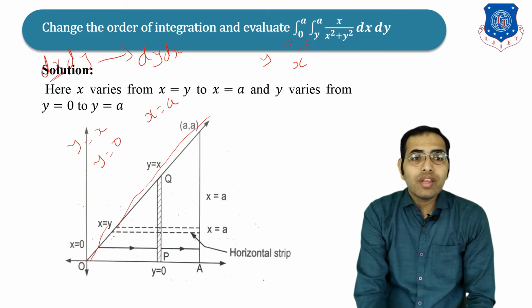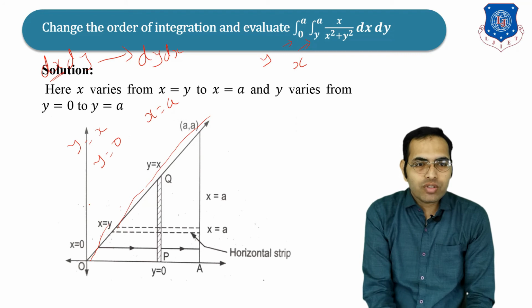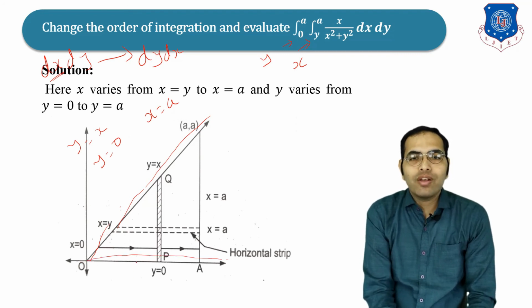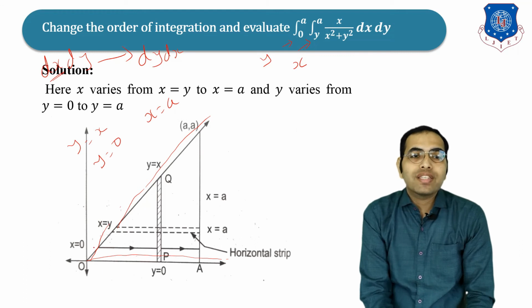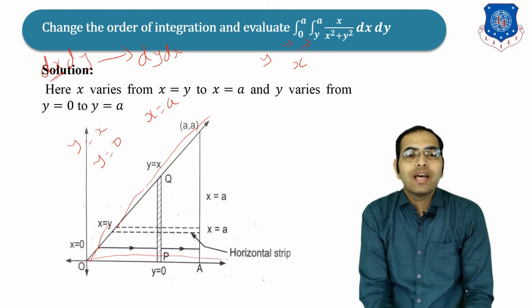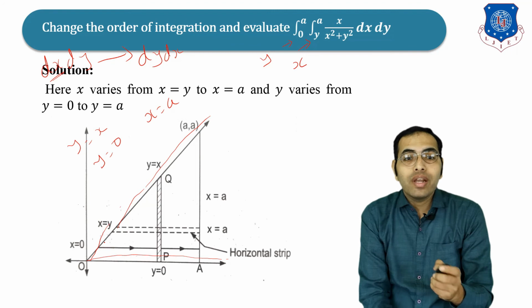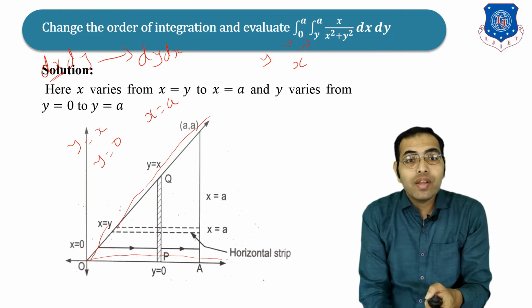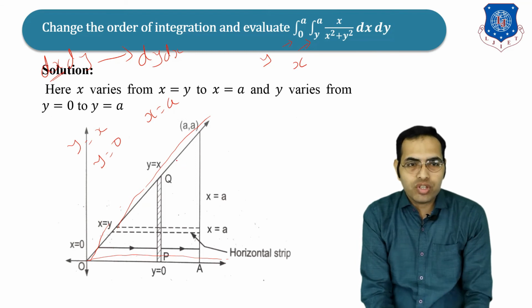Now y equal to 0 lies on the x axis. On the x axis the value of y is 0, and on the y axis the value of x is 0, so y equal to 0 lies on the x axis. Then x equal to a is a vertical straight line which passes through the point (a, 0).